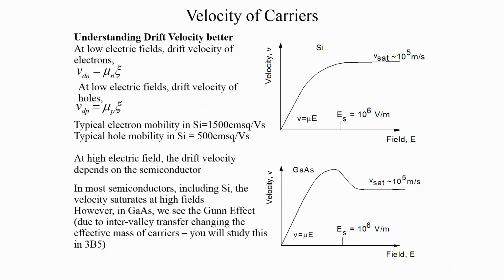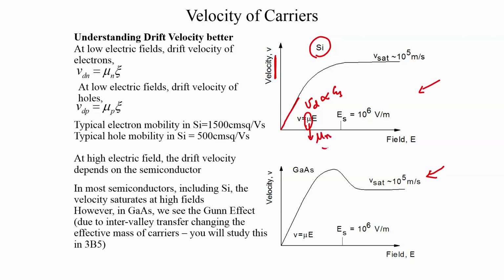So, in order to understand the velocity of carriers in response to an electric field better, we will now look at these two plots. These plots show the velocity of the carriers in response to an electric field for a very large electric field range. In materials like silicon, we will see that the drift velocity of electrons typically follows this kind of profile. At low electric fields, the drift velocity is proportional to the electric field, and that constant of proportionality is the mobility.